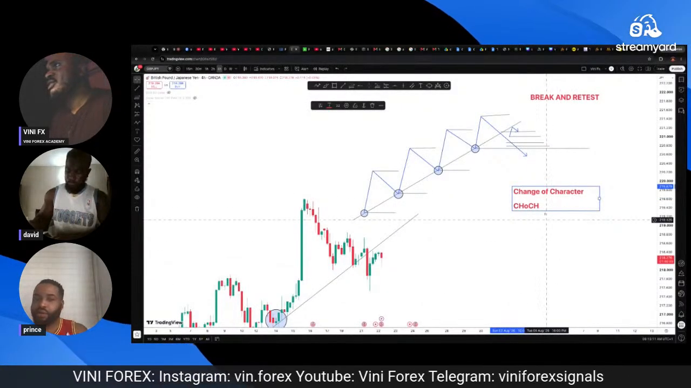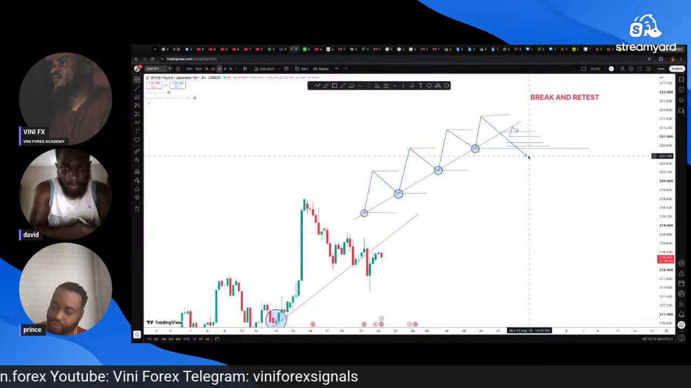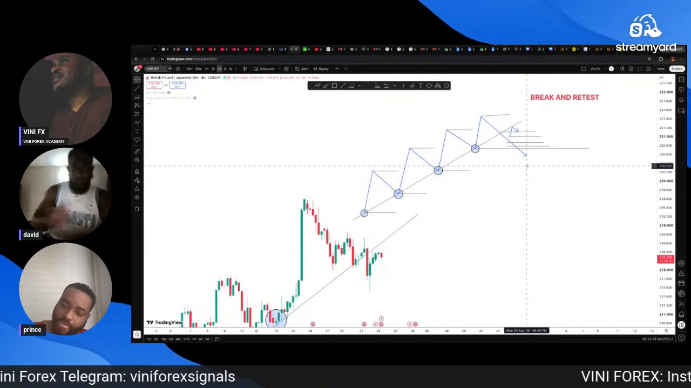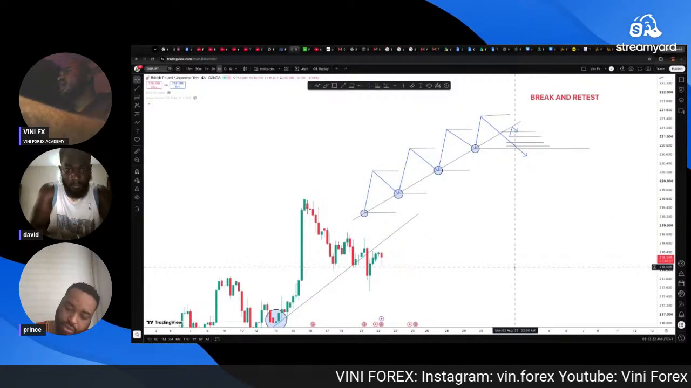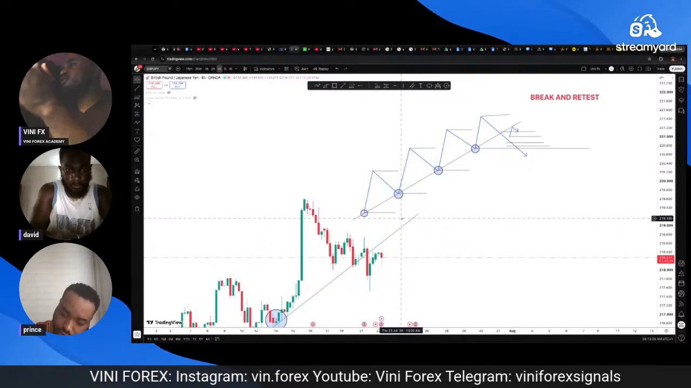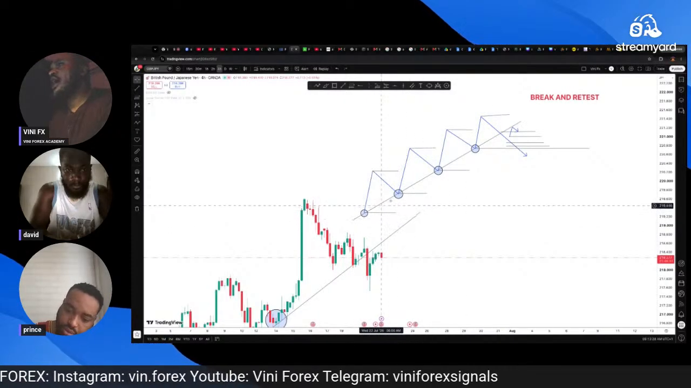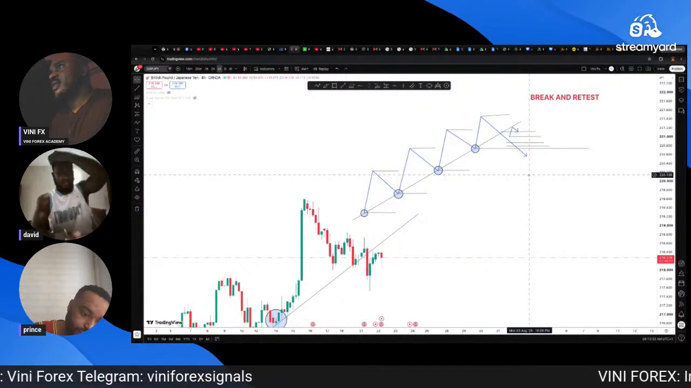A change of character. So it has done a change of character, and it has given you the first sign of a change of character, which means that this market has done something that signifies the trend is no longer an uptrend. It is now changing to a downtrend.